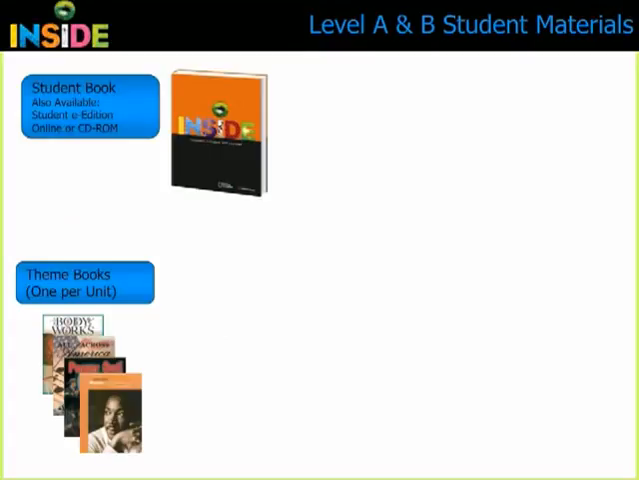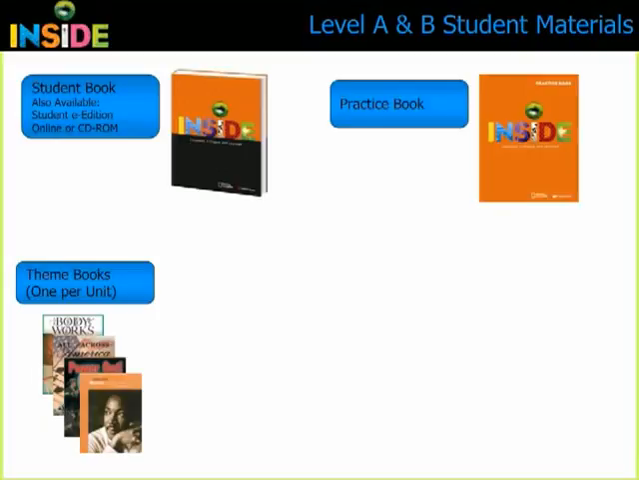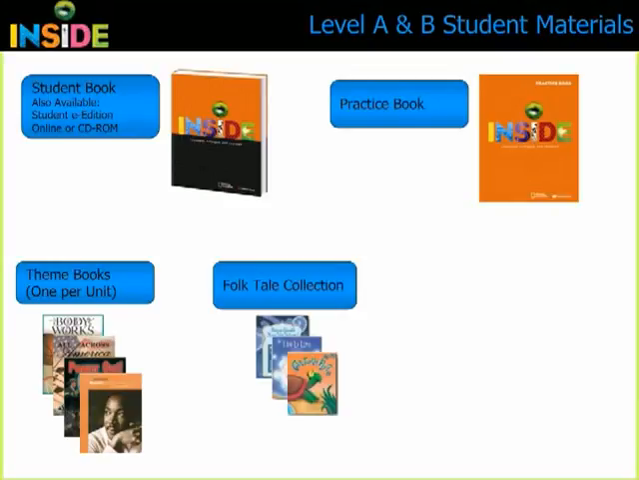Now let's take a look at the Inside student materials for motivation and engagement for levels A and B. First, we have the student book, which is full of relevant, motivating content at an appropriate reading level, with theme books to provide vocabulary, English structures, and basic comprehension skills. The student book is also available as an e-edition format, either online or on CD, but these are both separate purchases. The practice book provides motivating content in support of the language, reading, and writing instruction.